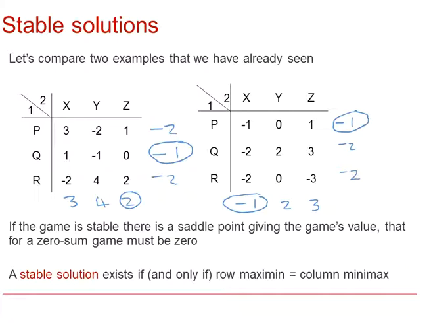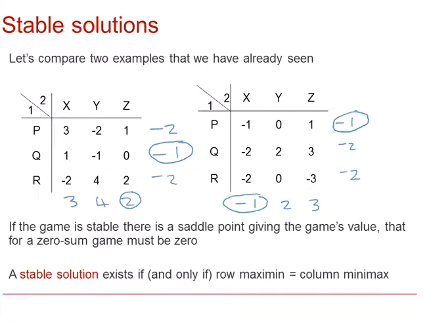If the game is stable, there is a saddle point giving the game's value that, for a zero-sum game, must be 0. We say that a stable solution exists if, and only if, the row maximin equals the column minimax. So therefore, in the first example, there was no stable solution, but for the second example, there was a stable solution. What was the impact of that?